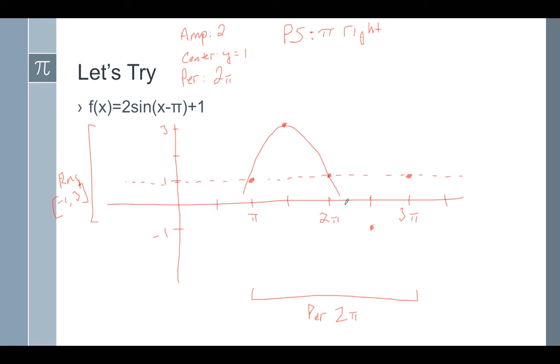And I have 5 points. Notice it's still kind of a 5-point method, but it's using more symmetry and transformations than calculations. And there we have one full period of our function, f of x.